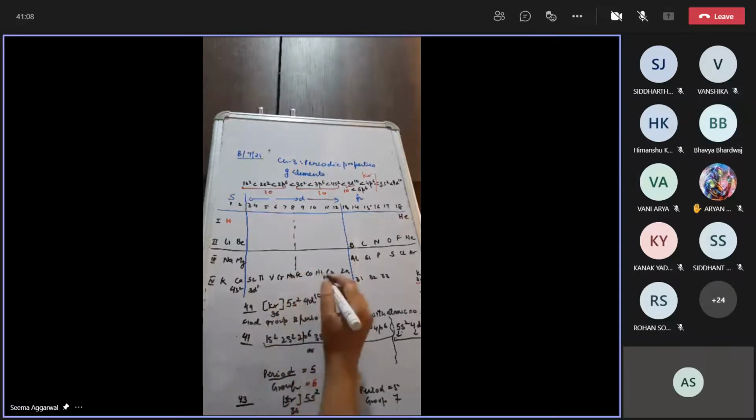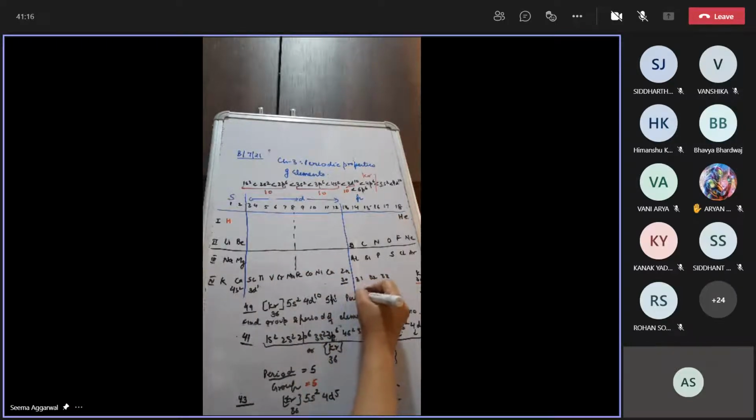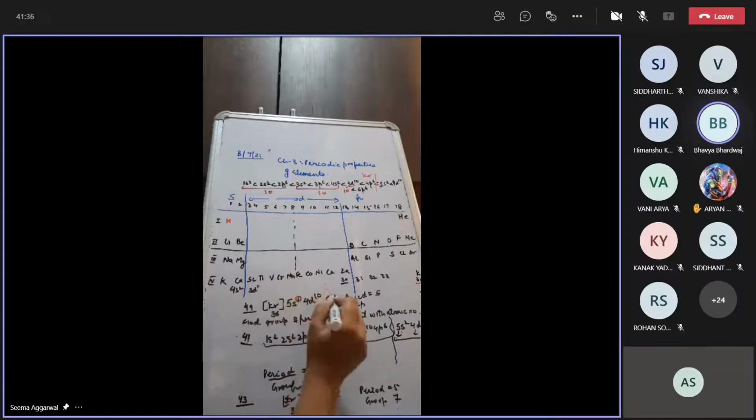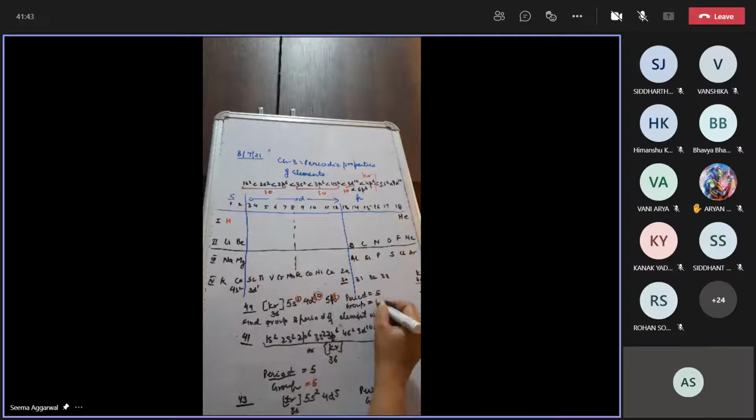5p1. Now to which period it belongs? Tell me the period. Ma'am, period 5. Very good. Highest value of n is 5. Now to which group? Ma'am, 13. Group means जहाँ पर आपका highest value of n यहाँ से start है, 5s. जो भी highest value of n है उसको include करते हुए उसके बाद जितने भी electrons हैं. 5s में 2, 4d में 10, and then 1. So 13. So it belongs to group 13. Is it okay?